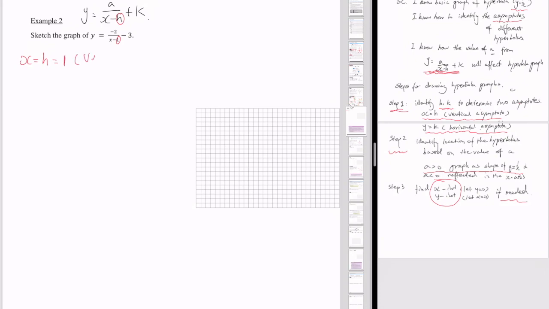That is going to be my vertical asymptote. And y is equal to k, so k is equal to negative 3. That will be my horizontal asymptote. Okay, and now we can start to draw the graph.